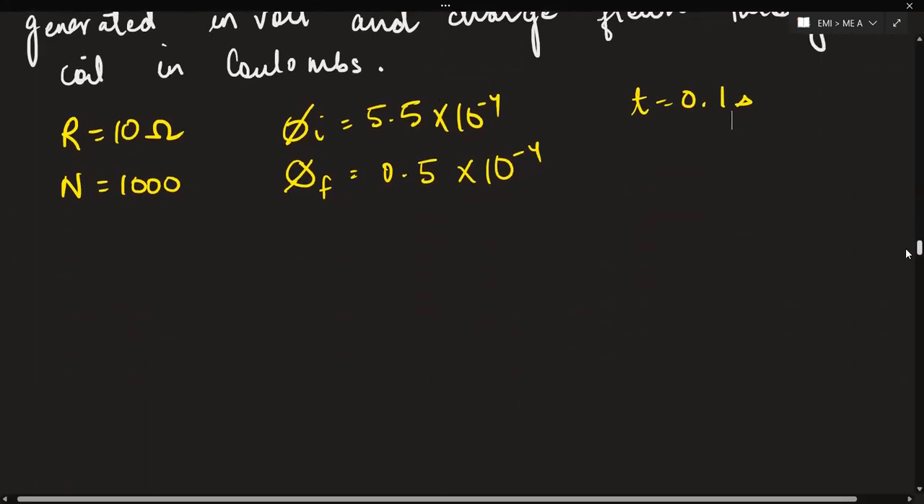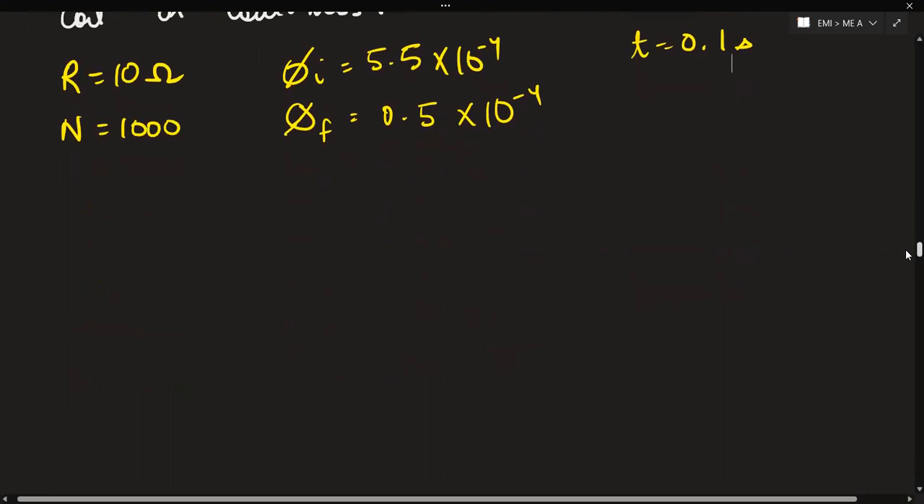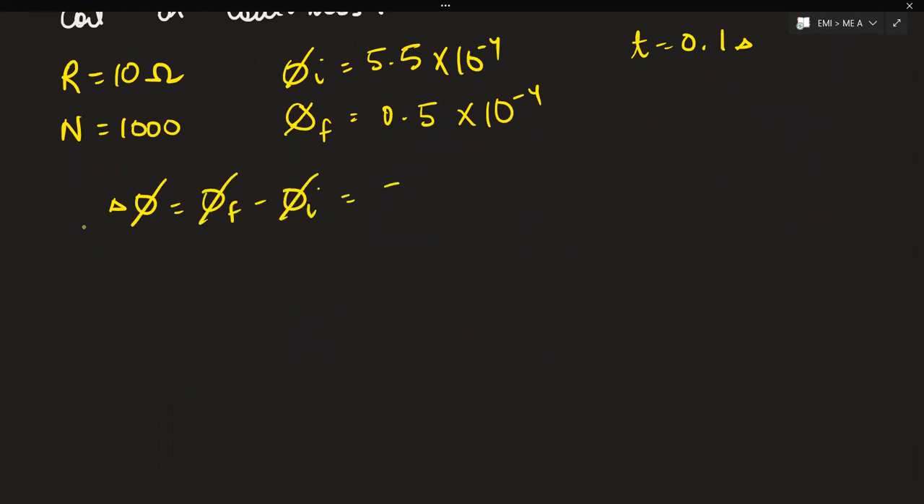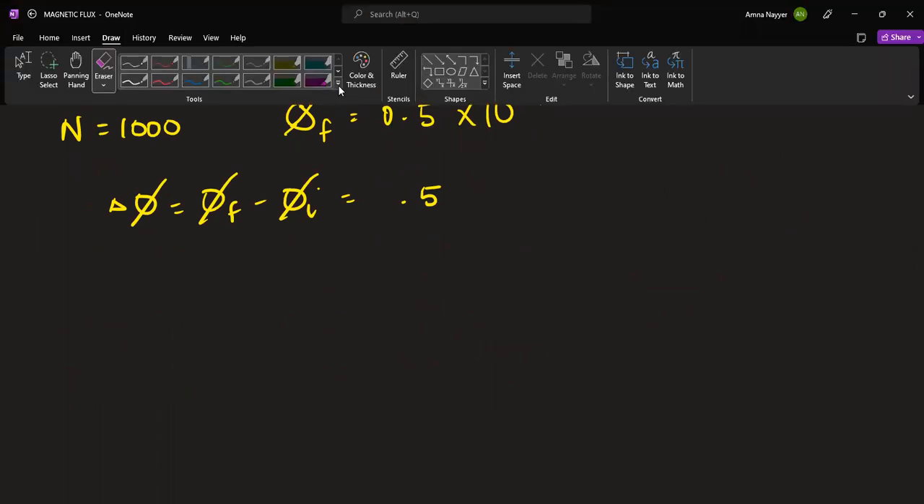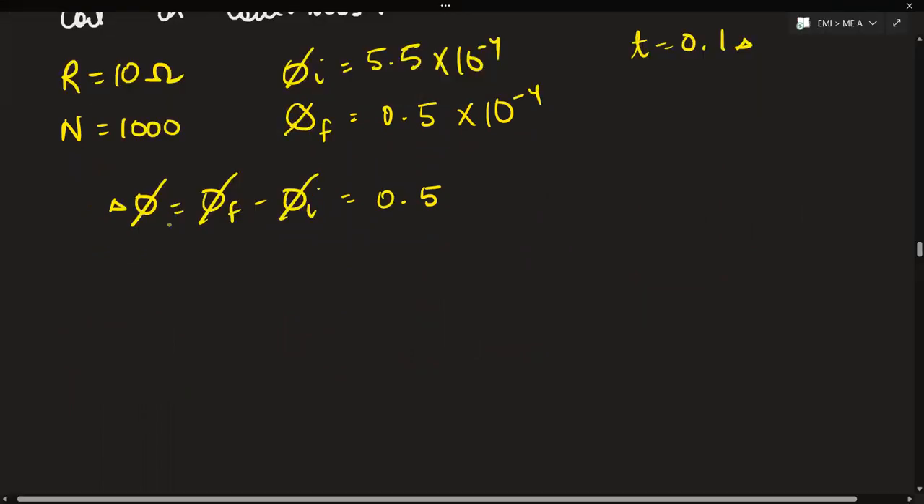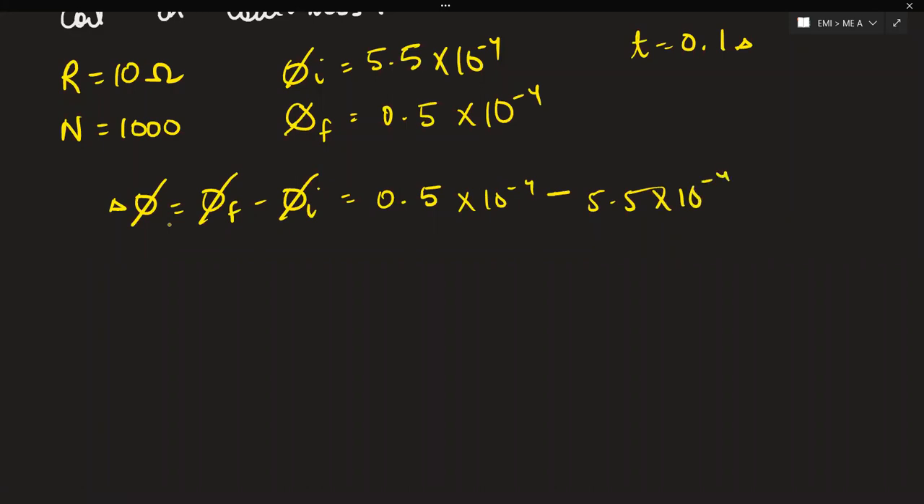See, the change in the magnetic flux will be what? Change in the flux will be phi final minus phi initial. Phi final is 0.5 into 10 to the power minus 4 minus 5.5 into 10 to the power minus 4. So this gives minus 5 into 10 to the power minus 4. This is the change in flux. So what's the change in time?